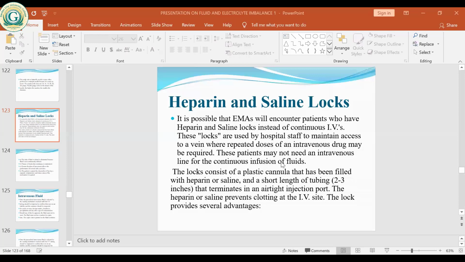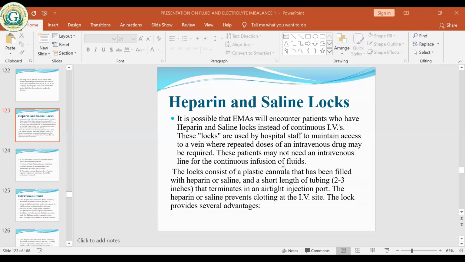But we cannot afford to puncture every time when we want to give this medication, set another separate line, inflict unnecessary pain on the patient. So we need to maintain the line, and therefore we need to spigot or lock the intravenous therapy or line or access. So with the locks, these patients may not need an intravenous line for the continuous infusion of fluids. The patient's condition probably is a respiratory infection, pneumonia, and may not need continuous infusion. The chest is not clear. So the patient just needs the medication through the vein.